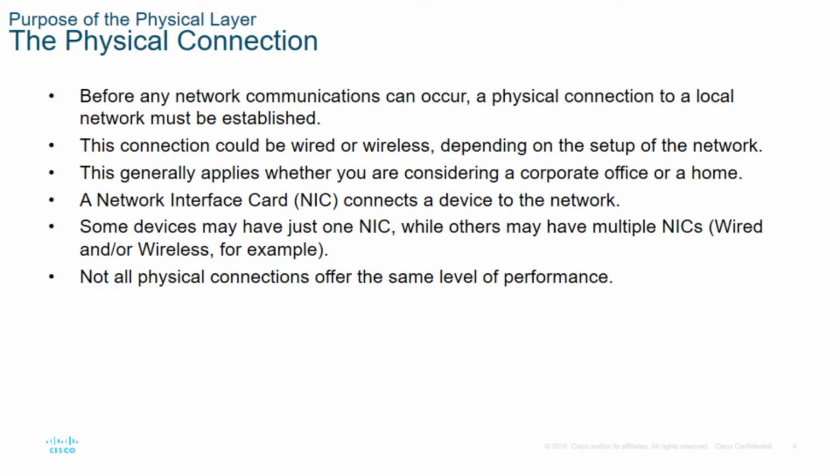Whether connecting to a local printer in the home or a website in another country, before any network communication can occur, a physical connection to a local network must be established. A physical connection can be a wired connection using a cable, or a wireless connection using radio waves and other mediums. The type of physical connection used depends upon the setup of the network.